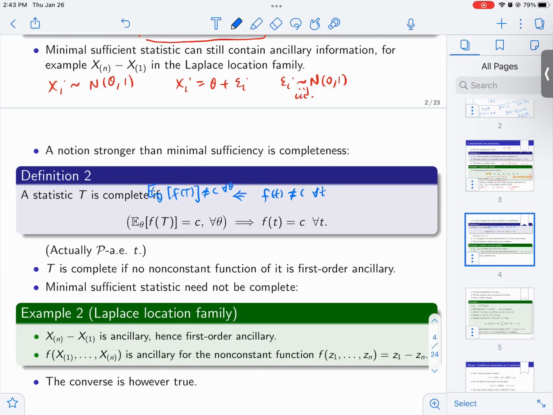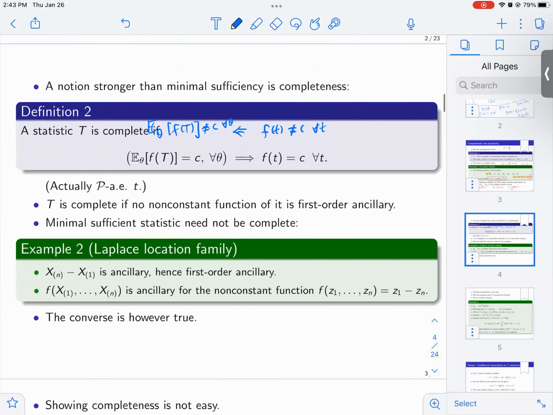Okay, so that's the definition. It takes a while to get used to it because it's a conditional statement. It's not saying that this is true, or this is true. It's saying if this is true, then this has to be true. So you have to think a little bit about it. But intuitively, what it says is that I can find a non-constant, if you want to say non-trivial.